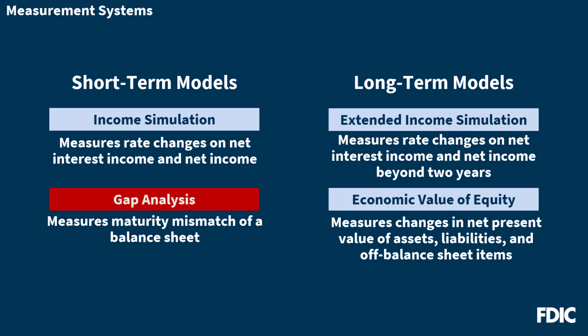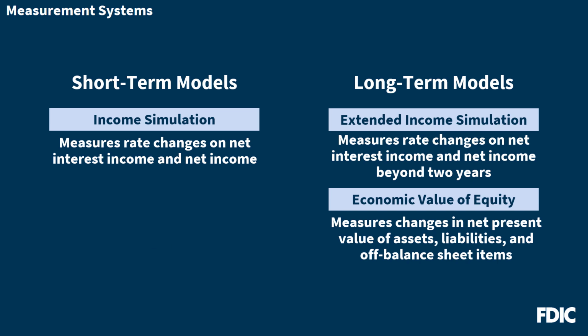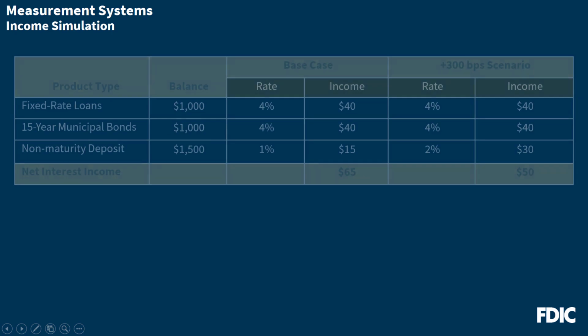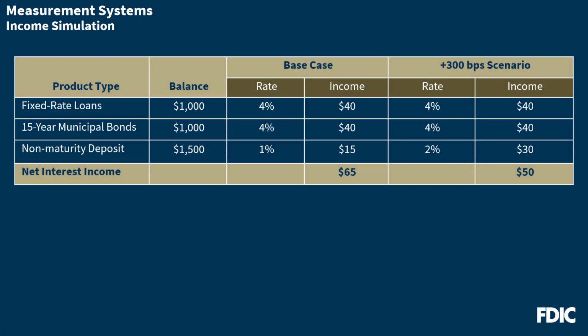The usefulness of a GAAP model is limited since it cannot truly measure the effects of embedded options, non-parallel yield curve shifts, or basis risk. But if properly calibrated, income simulation and EVE models can capture these additional types of interest rate risk. The ability of any of these models to measure interest rate risk is highly dependent on appropriate assumptions and inputs. We'll discuss some critical assumptions later in this video. First, let's talk about an income simulation model.